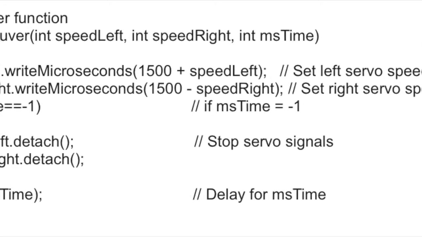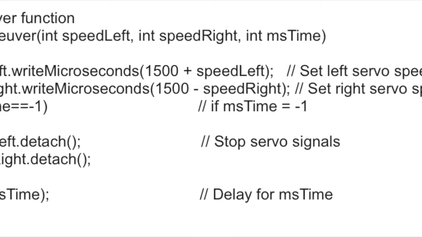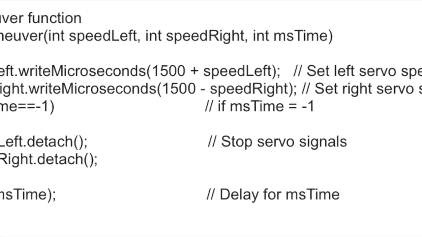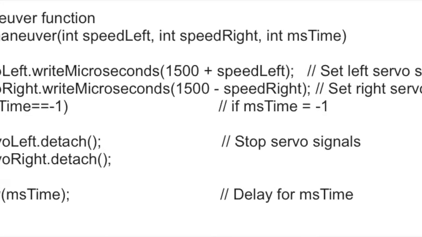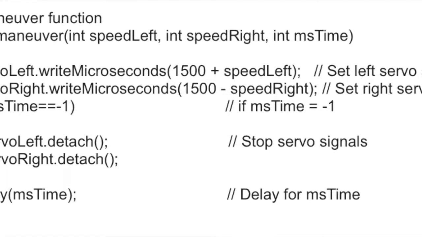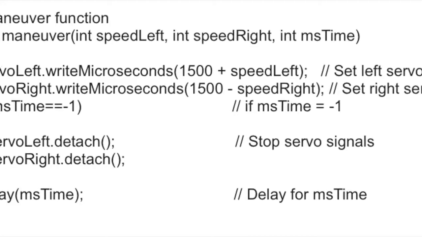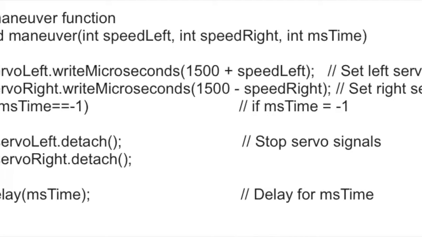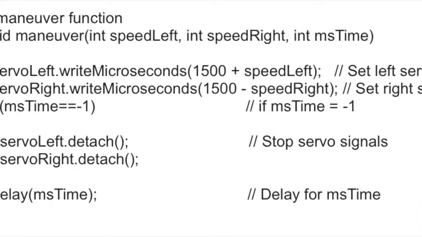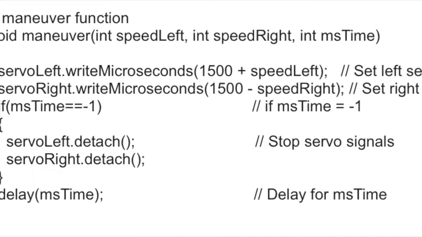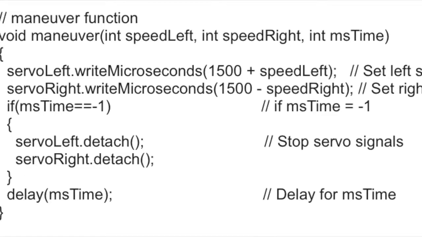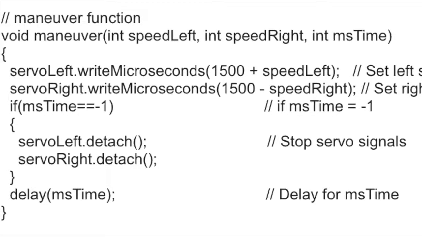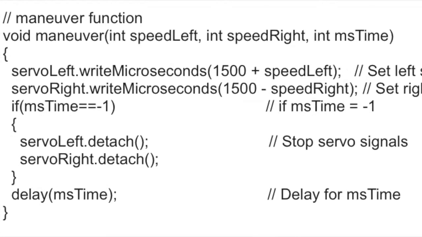So 1500 plus the speed of left, which is calculated in the front, is the servo left speed, and the servo right speed is 1500 minus speed right, which is calculated in the front, which makes it go toward one direction. And finally, both servos are detached, so that means it's the end.